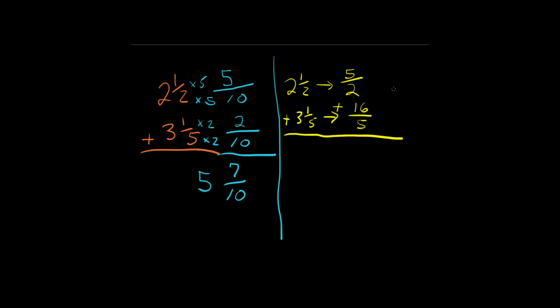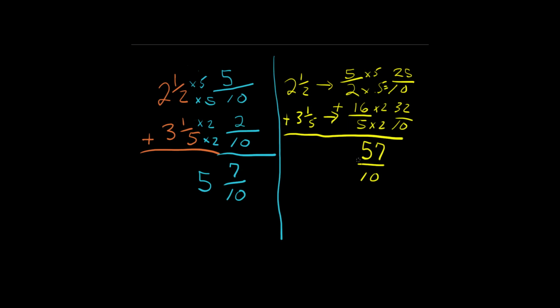But we're still going to find our denominator of 10 because we still have 5 and 2. So we're still going to do 2 times 5 equals 10, and then 5 times 5 equals 25. And then 5 times 2 is 10. 16 times 2 is 32. And then we're going to go ahead and add those together just like we did on the other side, and we're going to end up with 57 over 10.